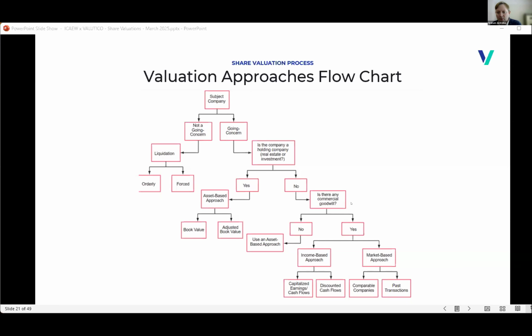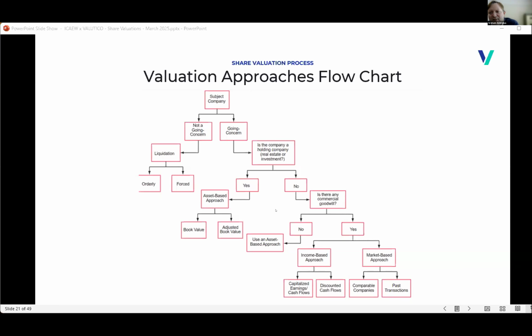And if there is commercial goodwill, so you can see right down at the bottom of this flow chart, the valuation will follow either an income-based approach, so that's capitalized earnings or discounted cash flows, or a market-based approach, so that's comparable companies or past transactions. So that's really a very broad overview of the valuation approach.